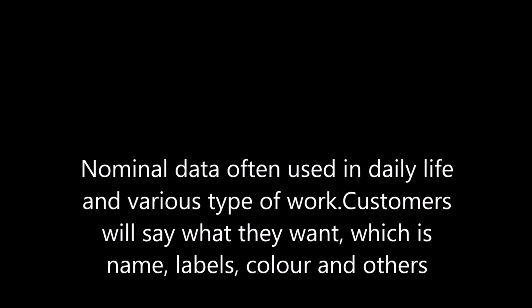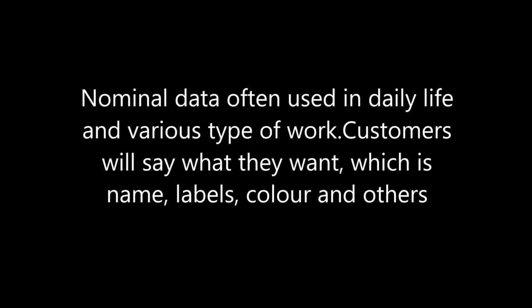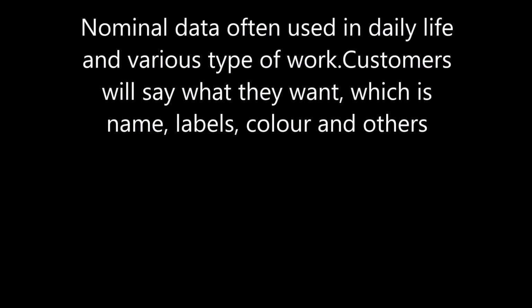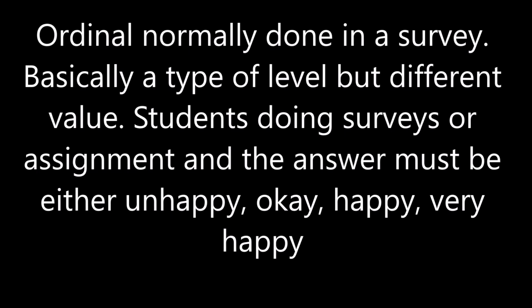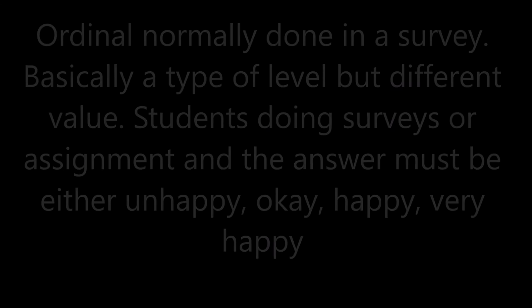Nominal, used for labeling variables without any quantitative value. For example, a name. Nominal scales are like names or labels, such as gender, color, and location. Ordinal. In ordinal, the order of value is what is important. For example, happy is better than unhappy, but we cannot quantify how much better it is.